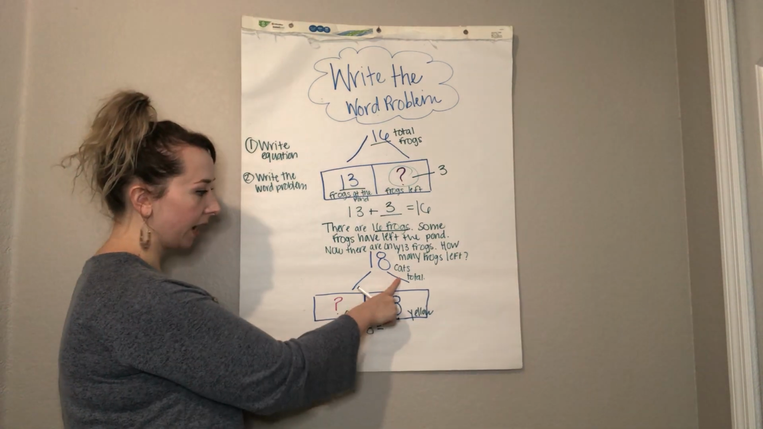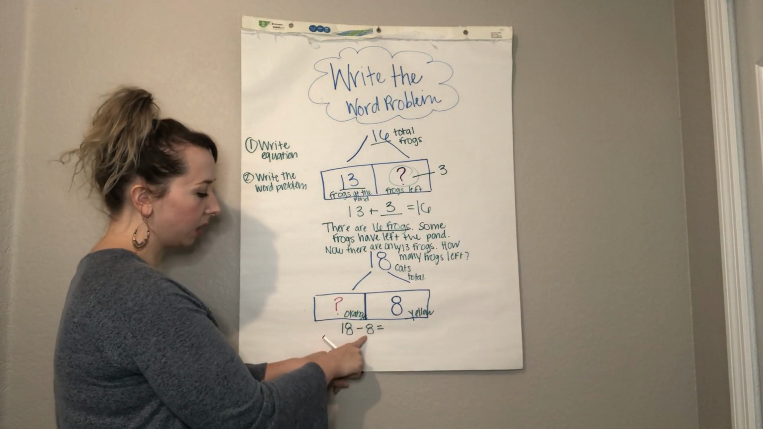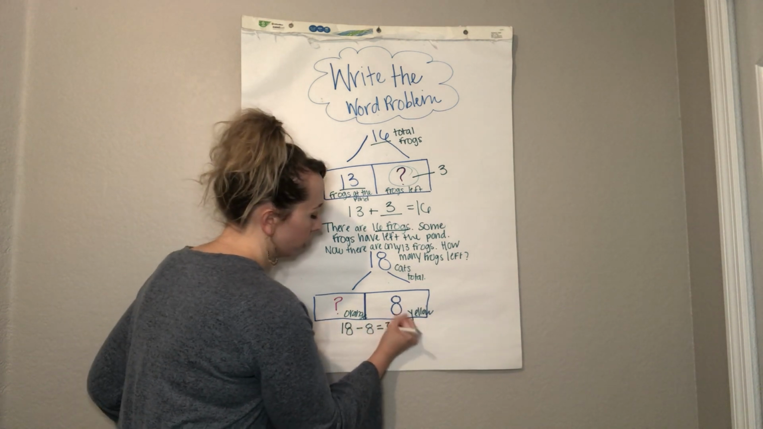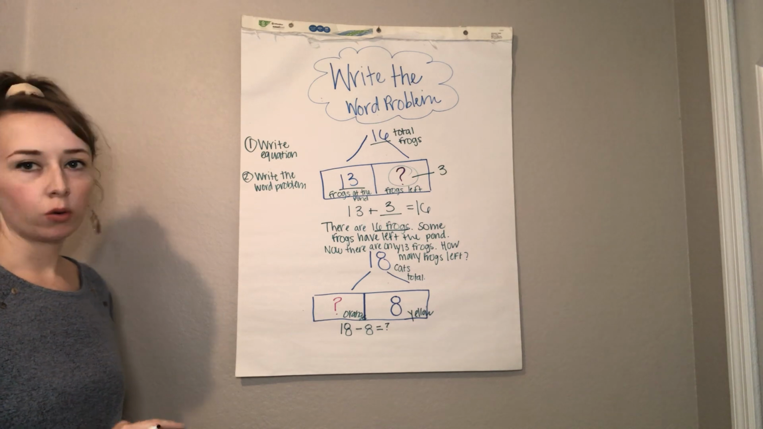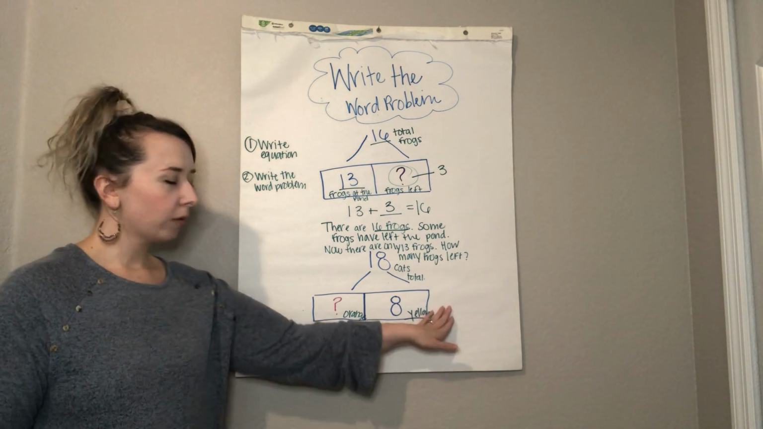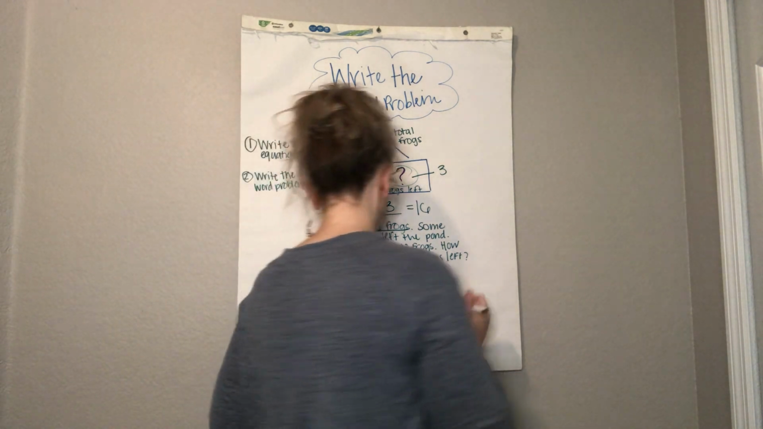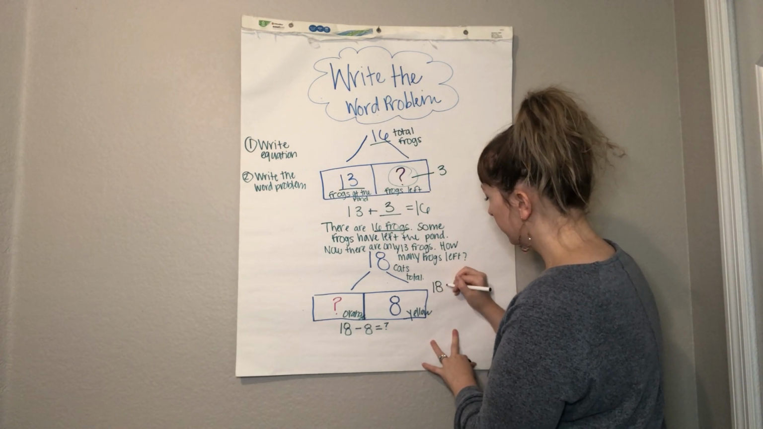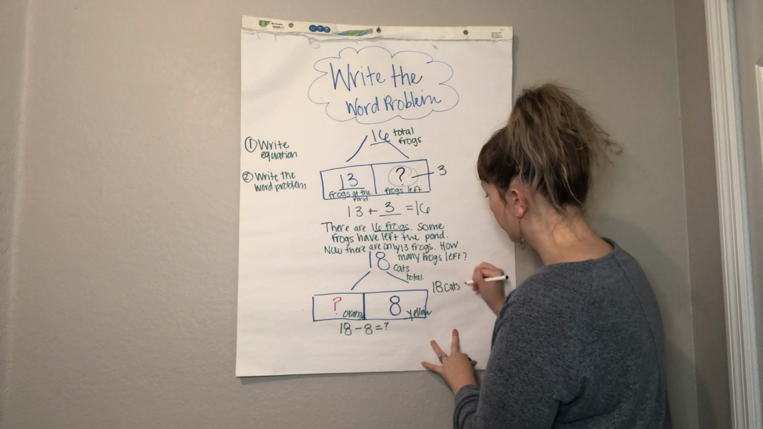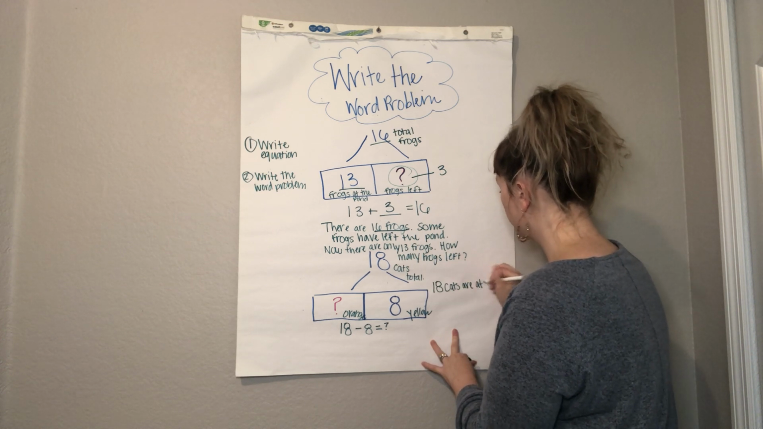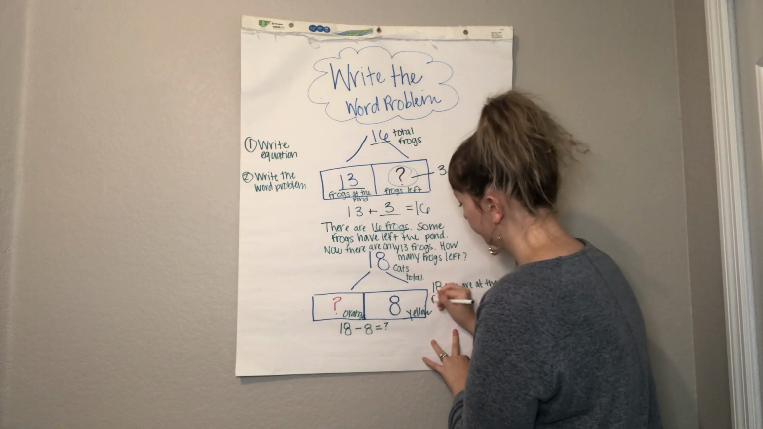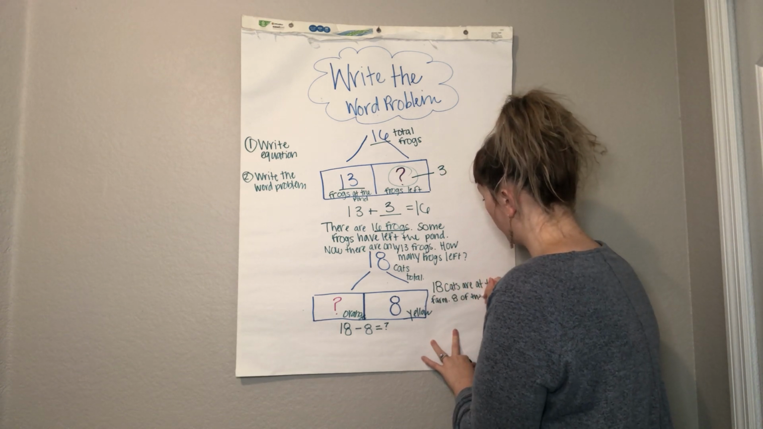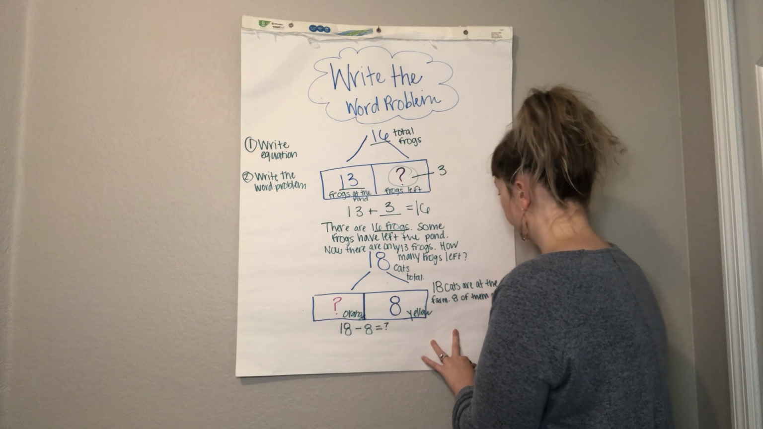So here's the 18 cats total. Here's the 8 yellow ones. So we need to figure out how many left are my orange. So now I'm going to write a story problem that matches this. I'm going to write over here so I have a little bit of room. So let's see here. I could say 18 cats are at the farm. 8 of them are yellow.